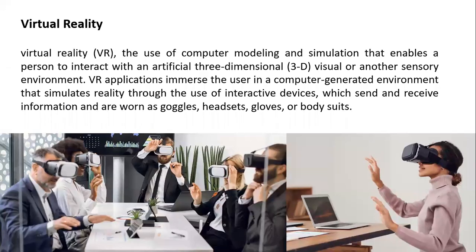Next, children, virtual reality. I think you have seen VR boxes. So virtual reality means the use of computer modeling and simulations that enables a person to interact with an artificial 3-dimension virtual world. So that will allow the user to go into a computer generated artificial environment, a virtual environment. Then they can interact with the objects there. Right. Normally in virtual reality, we have to wear a goggle or a headset.